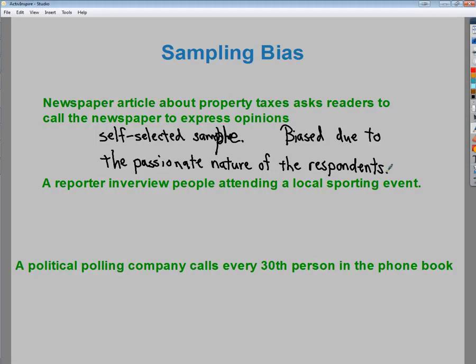The next one says a reporter interviews people attending a local sporting event. Well, this is a convenience sample. And this is bias because there's a little bit more homogeneous feel to how it goes. You're basically going to get sports fans.